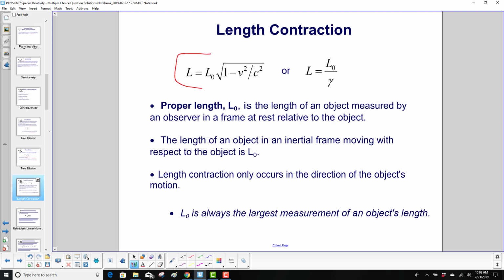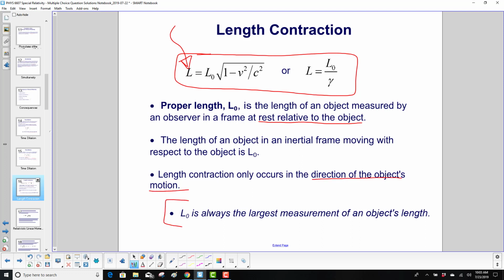Length contraction. It's the formula here. Let's define proper length, which is L0. That is the length of an object measured by an observer in a frame at rest relative to that object. So if you're in a spaceship and you're measuring the length of your table, that is the proper length. Someone outside your spaceship moving in a different inertial reference frame will be measuring L. And length contraction means things get shorter from the view of that other inertial reference system, and it only occurs in the direction of the object's motion. L0, proper length, is always the largest measurement of an object's length.